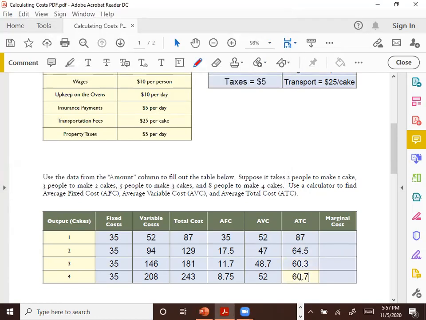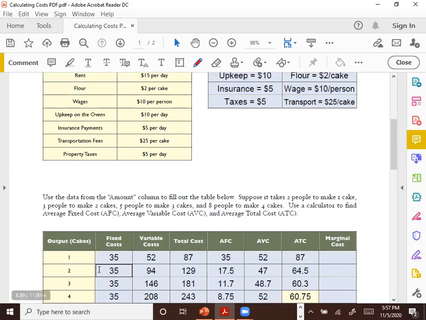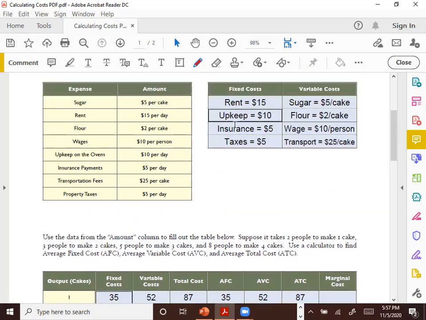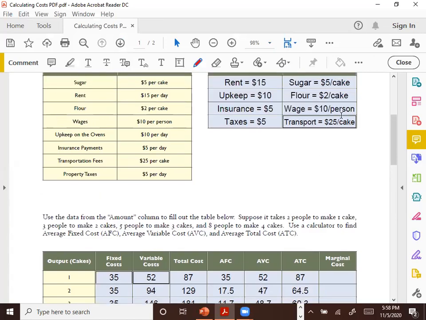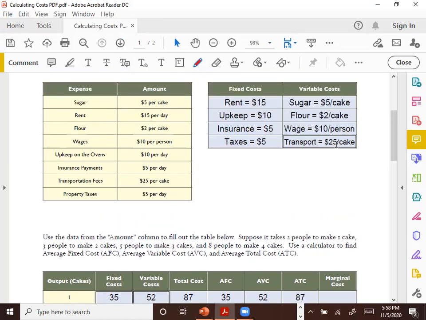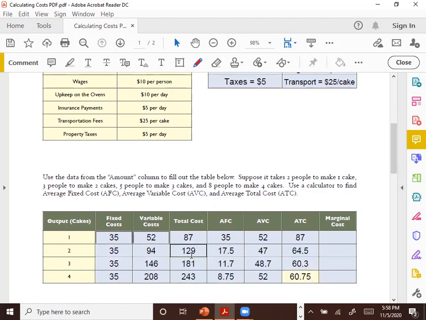60.75. Now we have the majority of our chart filled in. So remember our fixed costs we got from up here. These are the things that stay the same no matter how many products you make. And then we have our variable costs, which we got from up here. And these are things that change the more output, the more products that you make. So we had to go by the number of cakes that we were making. And then your total cost is your fixed cost plus your variable cost. So it's these two columns together.